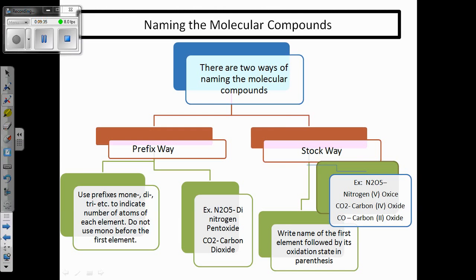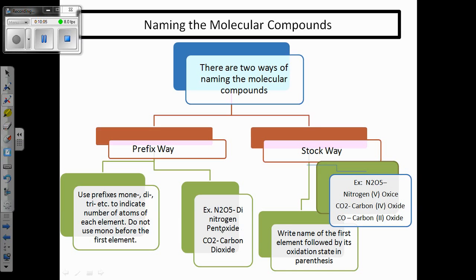Let's move on now to naming molecular compounds. If you recall, molecular compounds were characterized by the absence of a metal cation in them. There are two ways of naming molecular compounds. The prefix way, where the number of atoms of each element is specified by using a prefix: di, tri, mono, tetra, penta, and so on. For example, N2O5 will be named dinitrogen pentoxide.